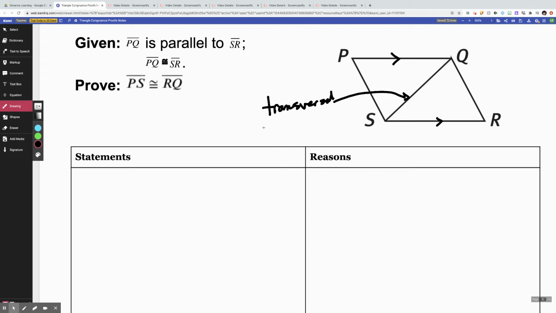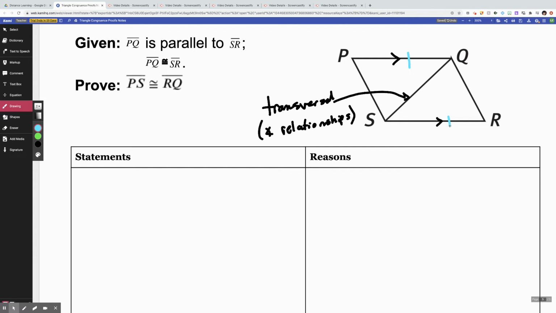So all of our angle relationships are going to hold here. Okay, so that's going to give us some helpful information. The only other thing that they said was that PQ is congruent to SR. So I'm going to mark these with a little dash, so that I know that those are congruent to each other.